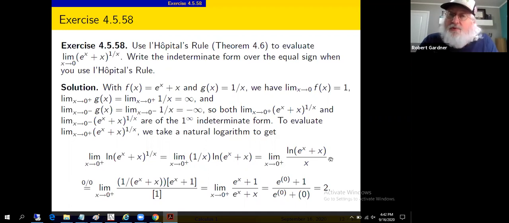Apply L'Hopital's rule by differentiating. Derivative of the log of something is 1 over the something. Chain rule, so I should have a little arrow there. Chain rule spits out this e to the x plus 1.